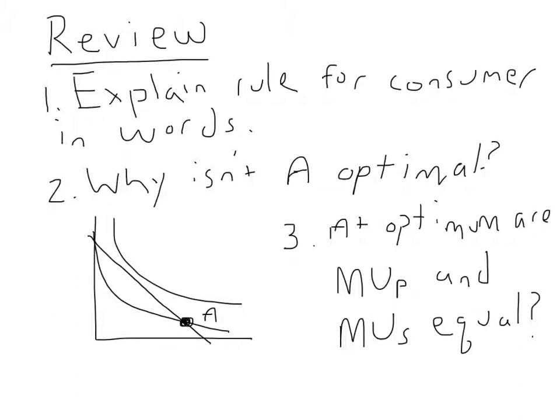Second, explain intuitively and using our rule for consumers why A isn't an optimal point in the graph below. And third, answer this question. At the optimum for the consumer, does the marginal utility from pizza and the marginal utility from soda have to be equal, or can they be different?